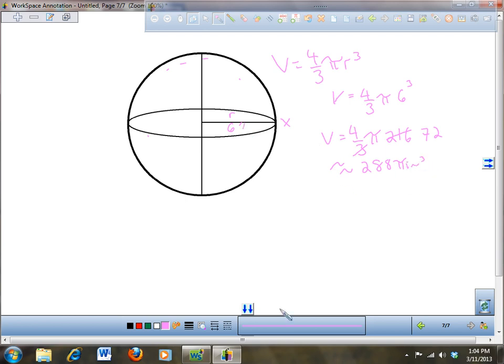And if they ask you for the nearest tenth, then you plug in pi, but you only do that on Pi Day. Okay? Then they have another problem. Let's see if I can draw this. I can't draw this.